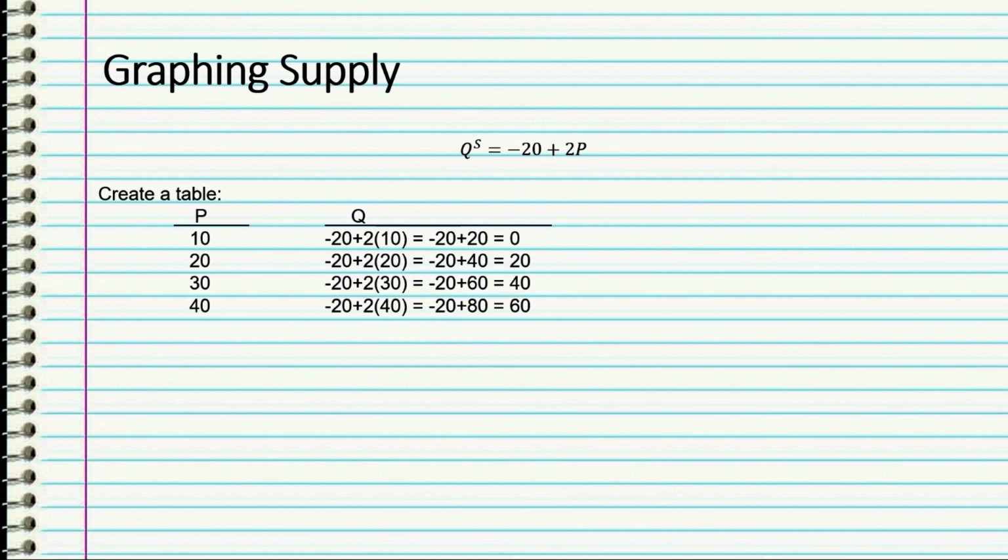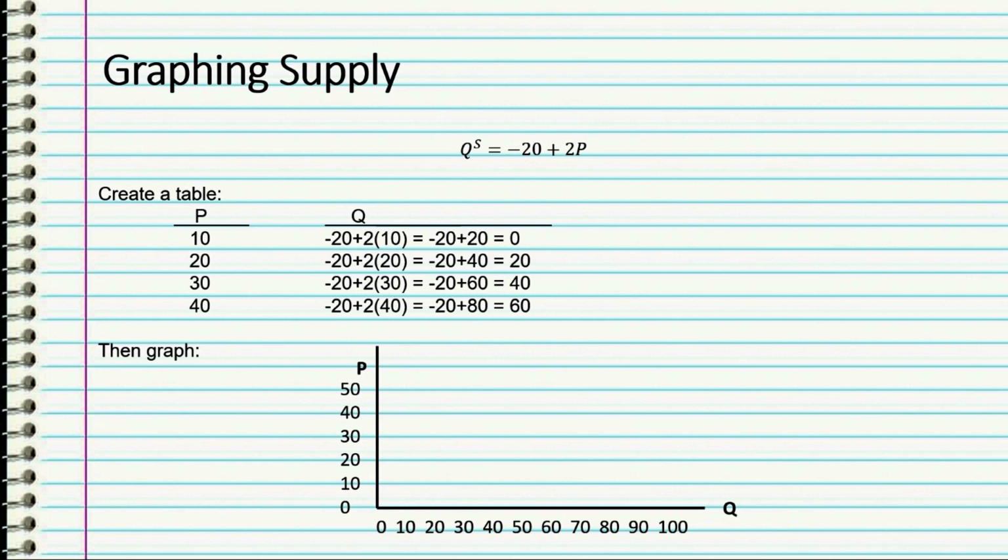Once the table is done, we're ready to graph. Once all of our points are plotted, we can again connect them with a straight line, and we have our supply function.